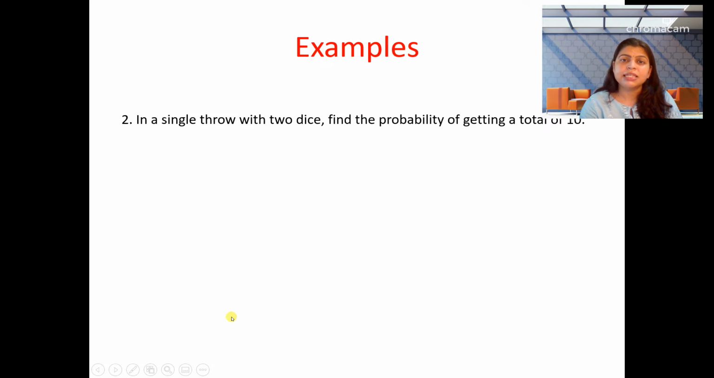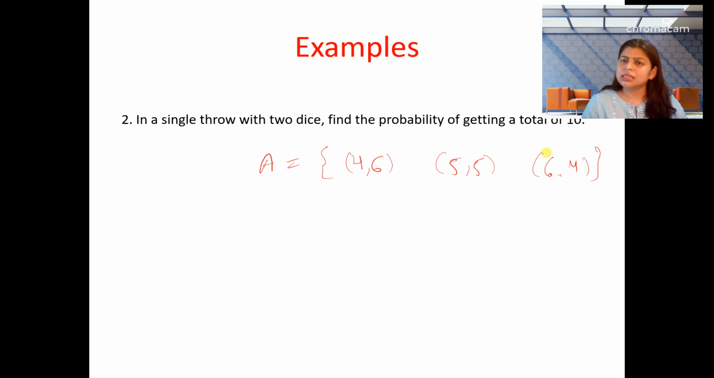Now let me take another example. In a single throw with 2 dice, this time we have 2 dice, find the probability of getting a total of 10. So basically my event is getting a total of 10. In which manner can I get this total of 10? If in the first die 4 appears and in the second die 6 appears, this would give me the total 10, or 5 in the first, 5 in the second, or 6 in the first and 4 in the second. So these are the 3 possible or favorable cases.